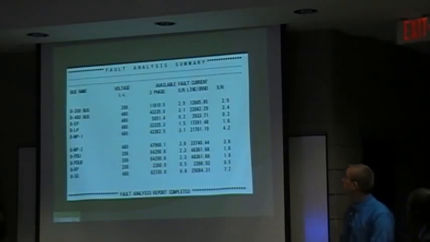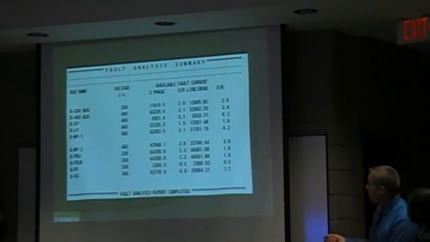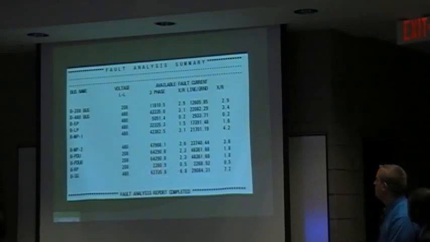Moving into the fault analysis summary. One that I want to highlight here is the switchgear. It's running at 480, and the available fault current that breaker can trip at is 62,735. And we set ours to 4,000, so you can tell how big we can get that fault current to trip.